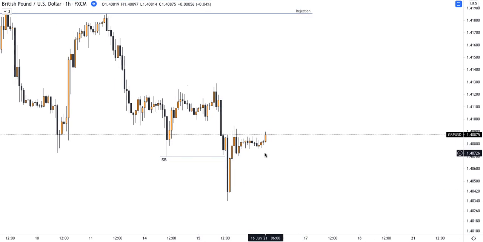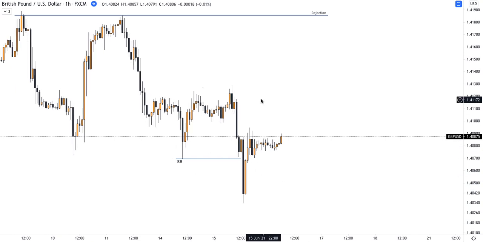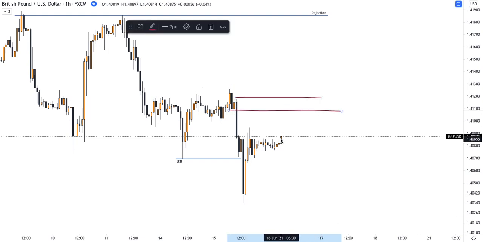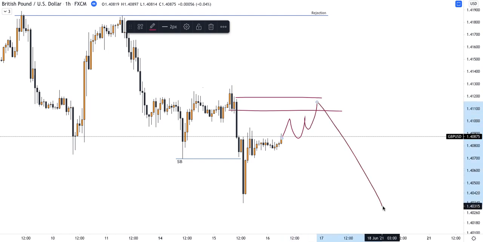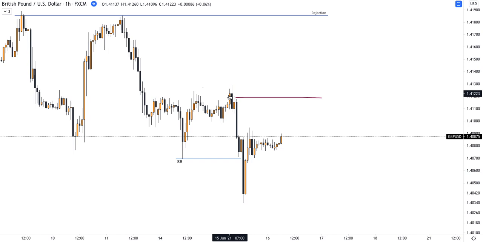Then as soon as we have a structure break, I'm always looking at where the move originated and then looking to short from there. So anywhere in this area, looking for price to come back into this area and then sell towards the downside. So just following that, price is making lower lows, lower highs, and the price is sweeping liquidity and then dumping.